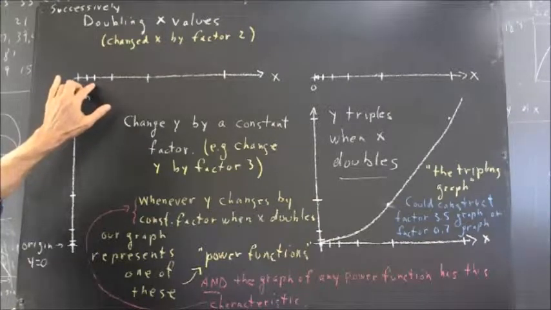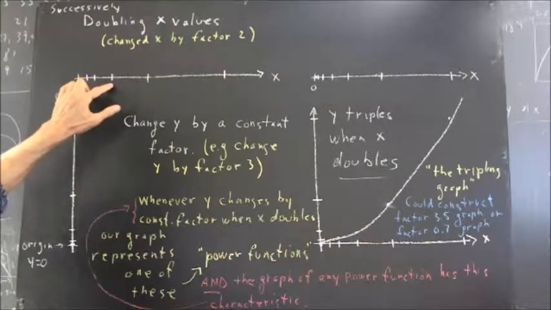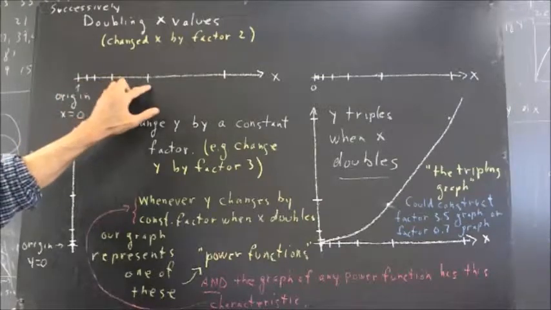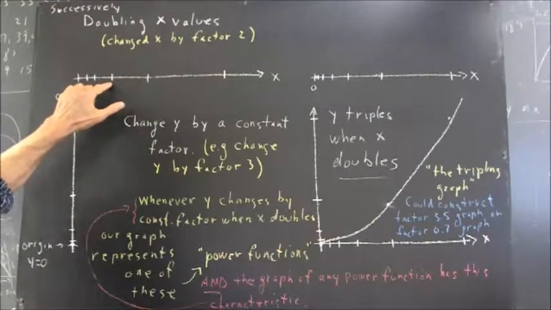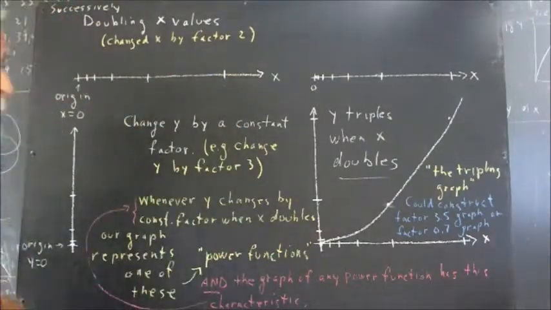So it's the chalk and it's me. Anyhow, so this distance then would be duplicated here in order to double this x value. And this distance duplicated here to double this x value. And this distance duplicated here to double this x value.